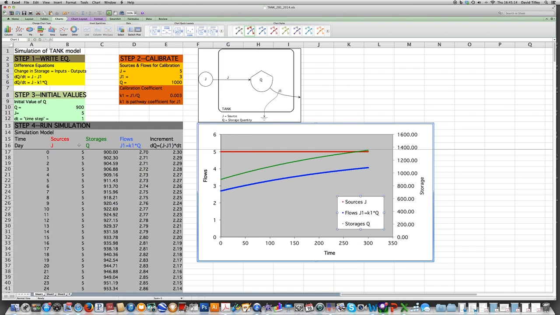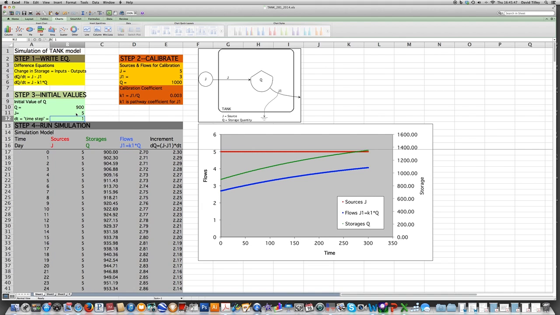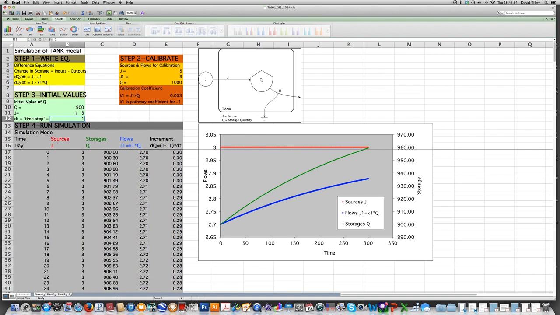We could also change the inflow. What if the inflow was only 3? Now we can see that the outflow starts at 900 and goes to 960. Before, it was going towards 1400, when J was 5. So, changing that back to 5, we can see it's approaching 1400. At 3, it's approaching 960. So, with less inflow, Q grows more slowly and to a lower value within this number of days.